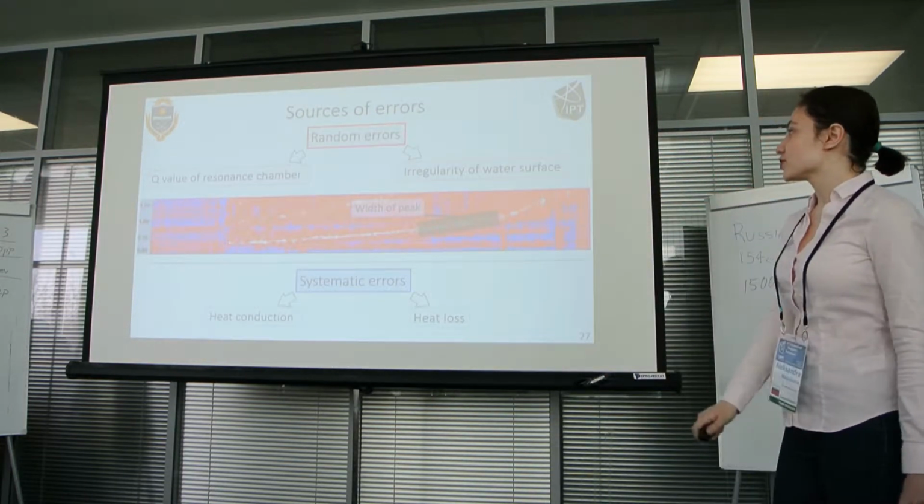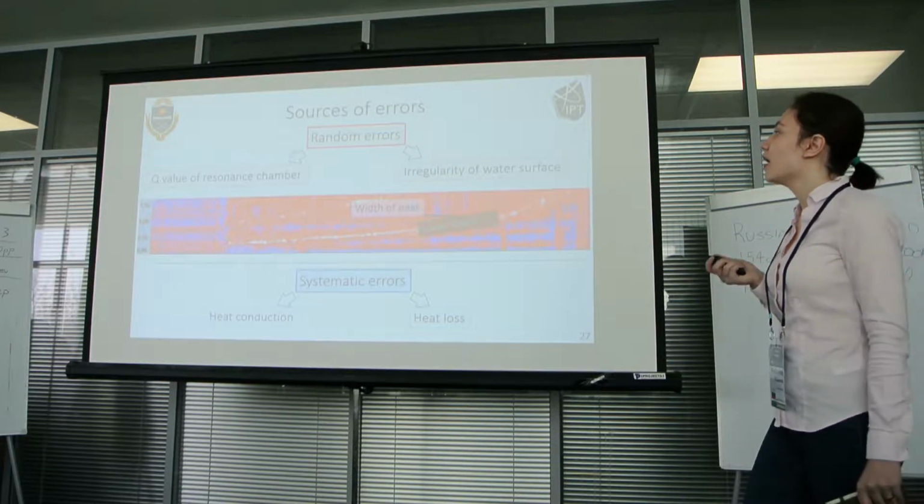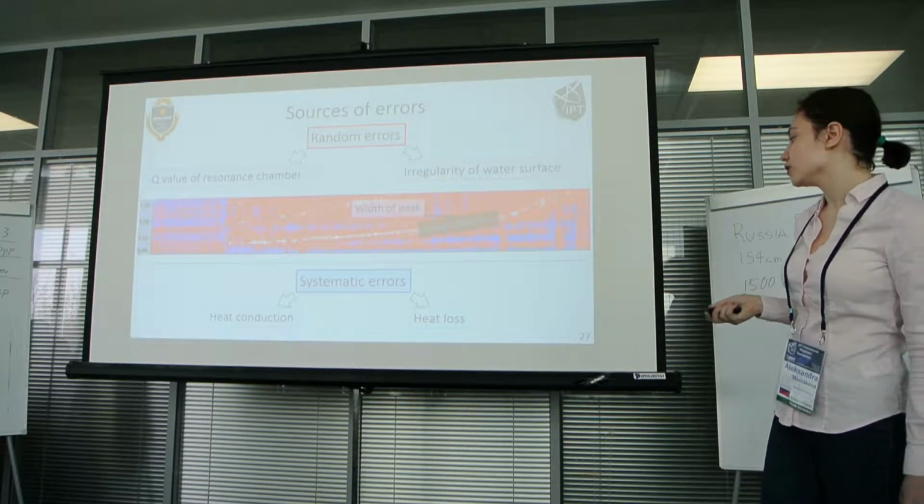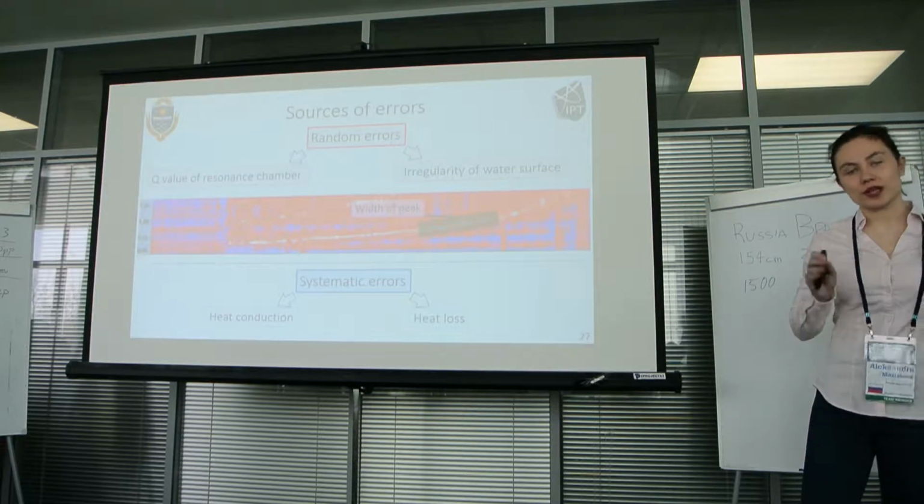Okay, there are some sources of errors. Q-value of resonance chamber and irregularity of water surface affect the random errors, and systematic errors are heat conduction and heat loss. Heat loss is when we pour hot water in the cup, it basically cools down for like several degrees.